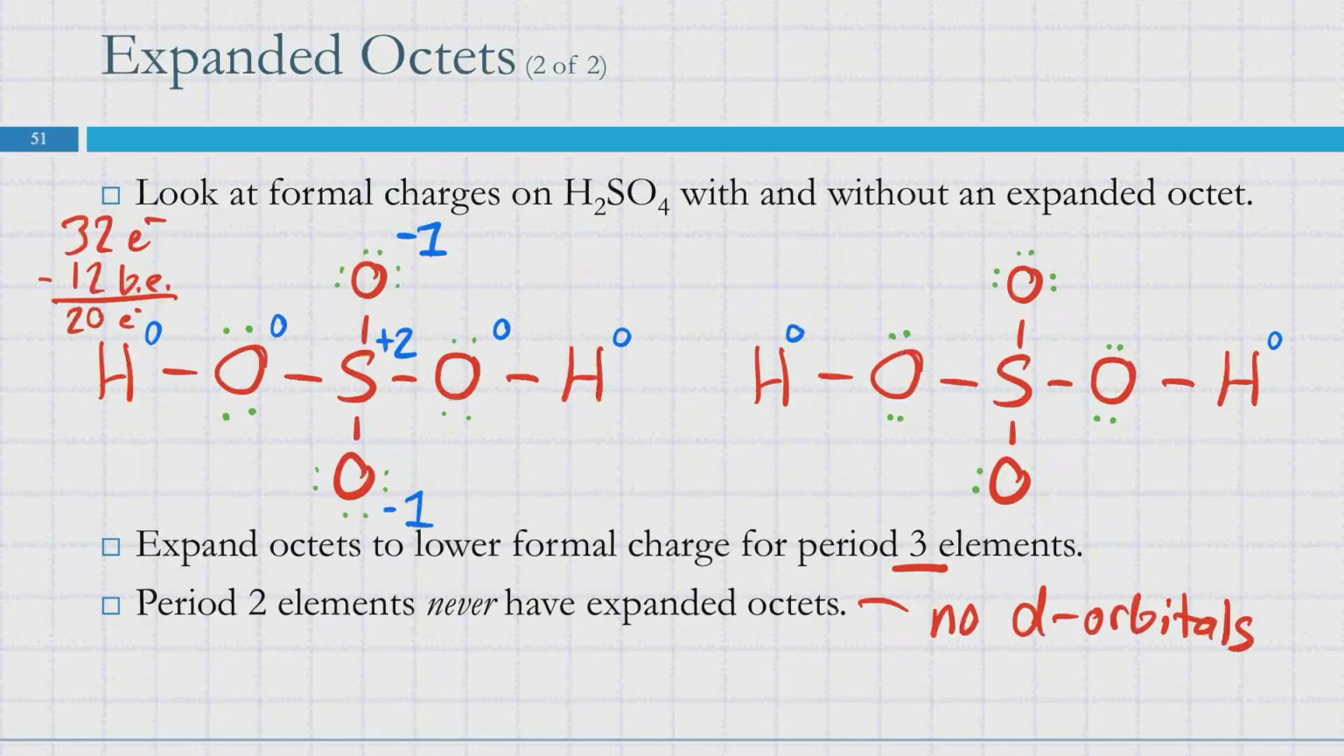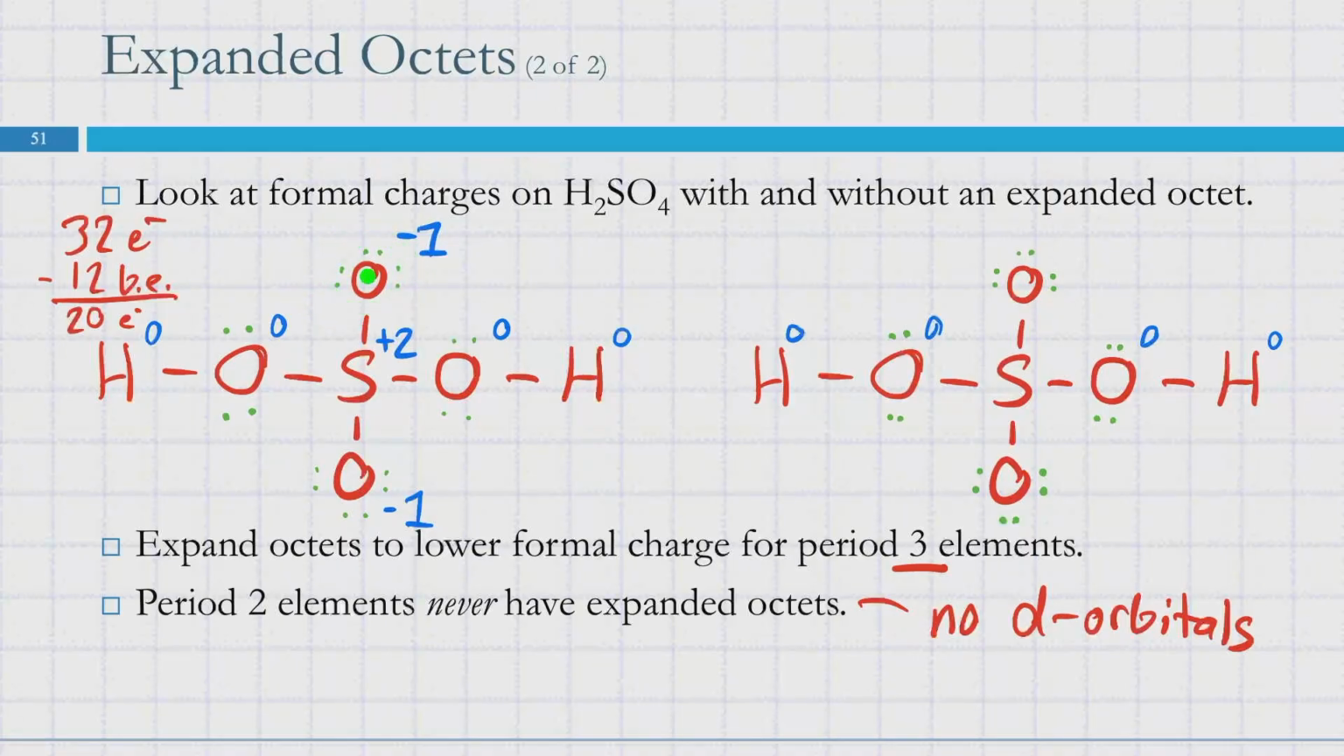What could we do differently if we can expand our octet on the sulfur? So if our sulfur can take on extra electrons, our oxygens here on these side ones between the sulfur and the hydrogen, these ones are happy. They've got a 0 for their formal charge. So we're probably not going to do anything with them. We'll leave those as zeros.